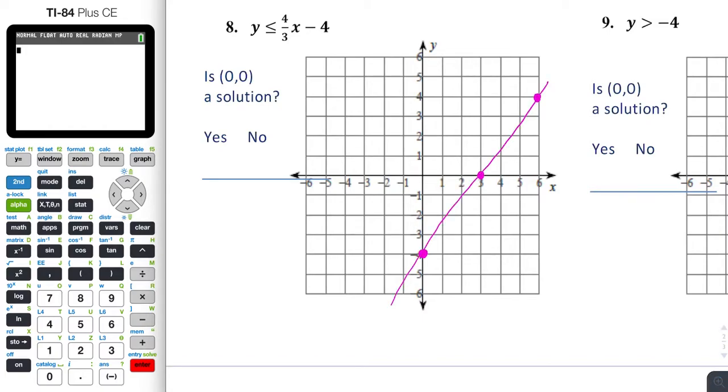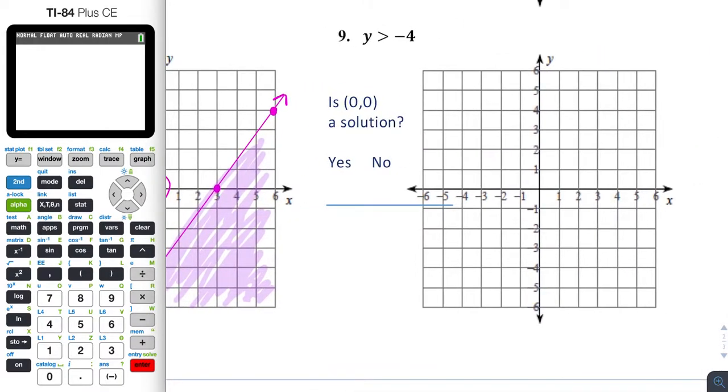So that means we're going to be connecting our line with a solid line. And then it says y is less than that. So we're going to be shading underneath the line, or we're going to be shading down. Okay, is 0, 0 a solution? It is not in the shaded area, so no, it is not a solution.